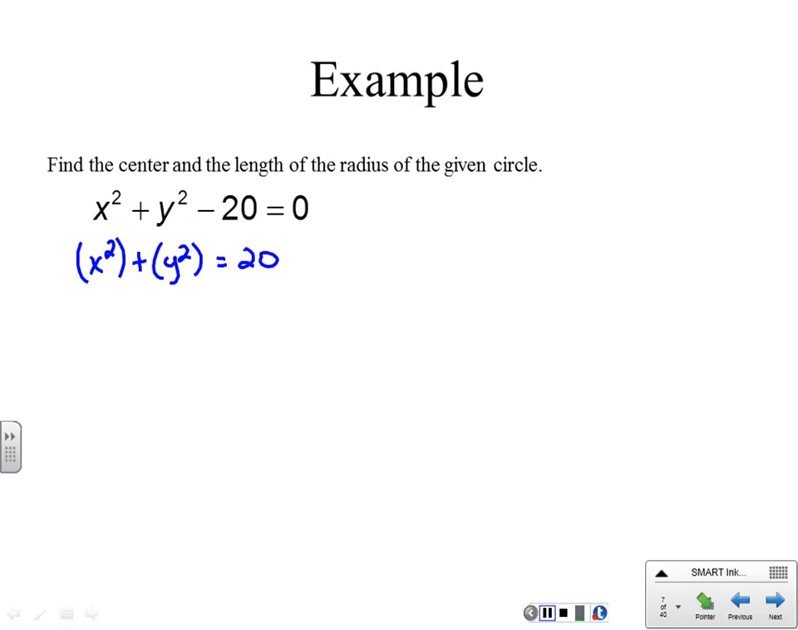You had to complete the square. Well, how do you complete the square? You take half of the middle term and square it. Do you have a middle term? So if something's missing, what is it understood to be? 0. So your center is 0, 0. And your radius is the square root of 20, which I am going to totally expect you to write as 2 root 5.